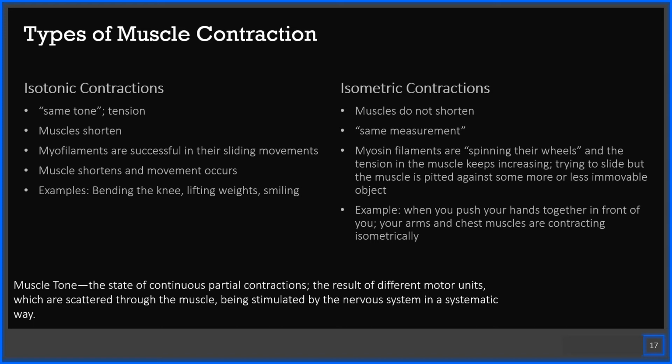And then muscle tone is just the state of continuous partial contractions and the result of different motor units, which are scattered through the muscle, being stimulated by the nervous system in a systematic way.